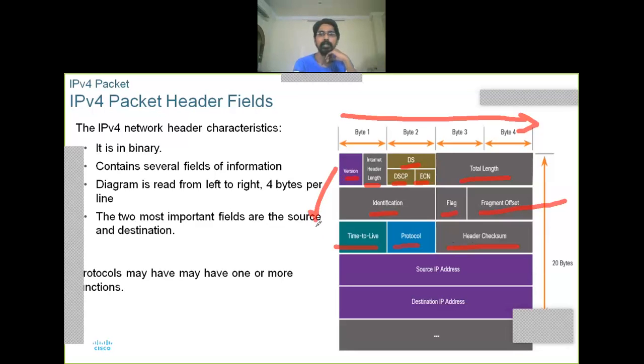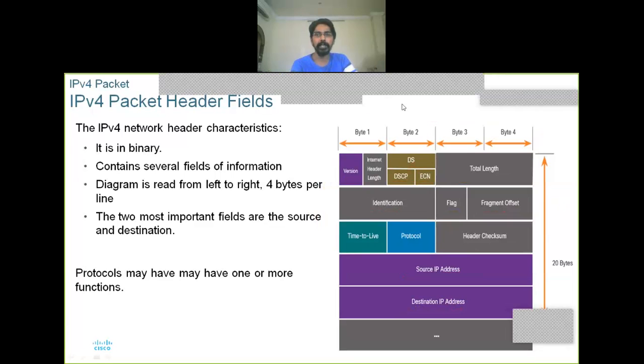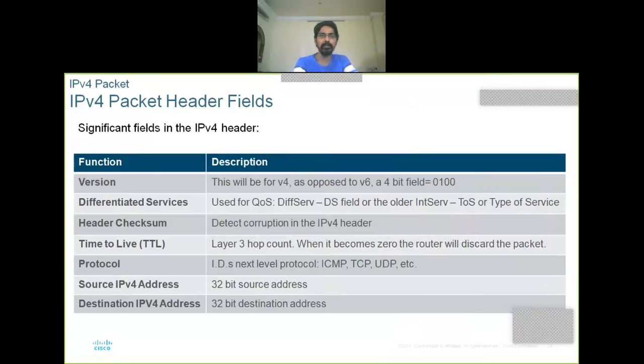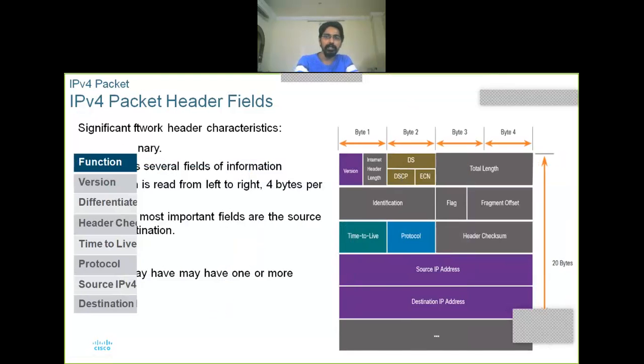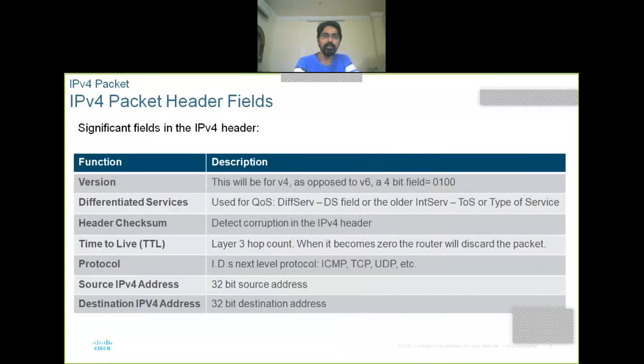Of all these things, two major fields are the source IP address and the destination IP address. This is the basic IP packet header format. You already learned this header format in your computer networks, right? So these fields were there. Let us see what these fields are.